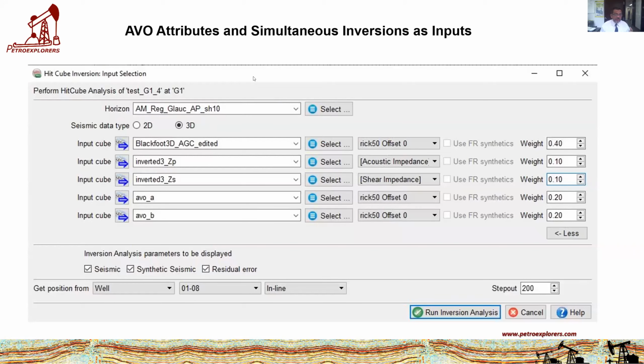So you can always take various combinations of attributes, but each of the attributes is correlated back. Right now I'm just showing AVO, like intercept and gradient. They would have their own intercept and gradient synthetics, so the tie would be different based on the same wavelet, but it would be the tie between A and B. So you have various combinations of attributes we can use, up to 5 in this case of HitCube.